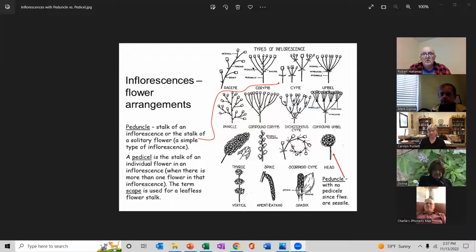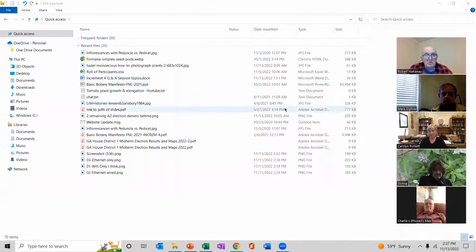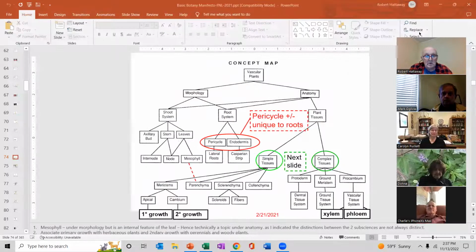Let's see if I've got an illustration. The best thing is to go back to the screen share. Let's see. That's not the screen I wanted. What did I do? I screwed up. Oh, okay. I don't want to stop. Okay, here we go.